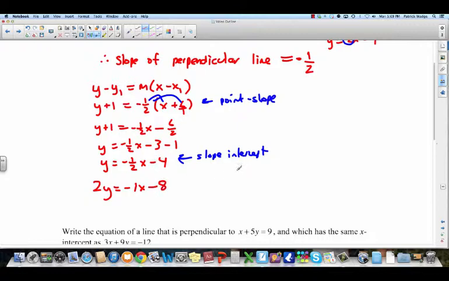Okay, we got to get the x's to be positive. Right now we have negative 1x. Why don't we move to the other side and make it positive 1x? Or instead of even positive 1x, why don't we just call it x? So we have x plus 2y equals negative 8. And this is standard form. There you go.